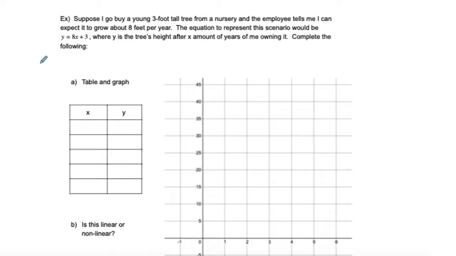Suppose I go buy a young 3-foot tall tree from a nursery, and the employee tells me I can expect it to grow about 8 feet per year. Wow. The equation to represent this scenario would be y equals 8x plus 3, where y is going to represent the tree's height after x amount of years of me owning it. So your mission, should you choose to accept it, is to complete the following.